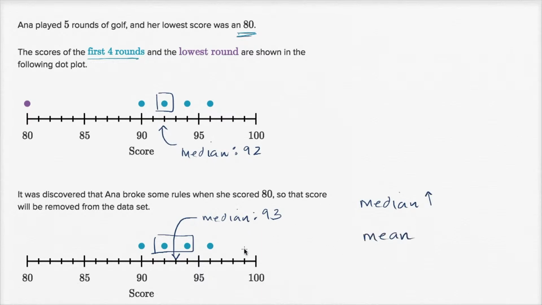Well, one way to think about it, without even doing any calculations, is if you remove a number that is lower than the existing mean, and I haven't calculated what the existing mean is, but if you remove that, the mean is going to go up. So hopefully that gives you some intuition.